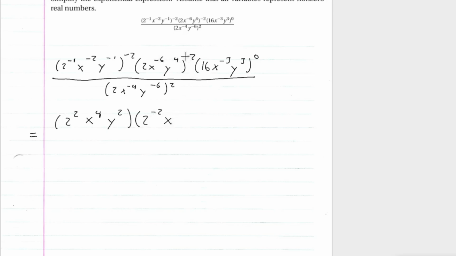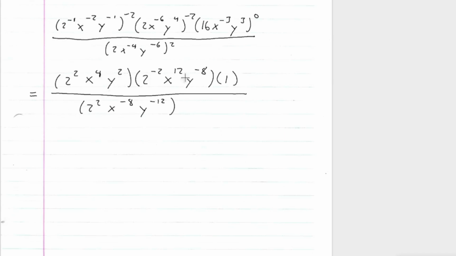X, -6 times -2 is +12. And this would be y to the -8. And then anything raised to the 0 power is just 1, right? And then that'll be over 2 to the 2, x to the -8, y to the -12.